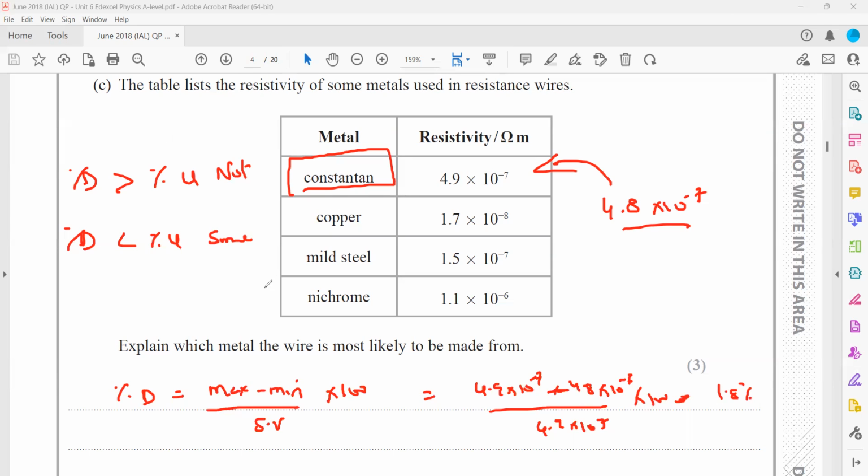And the percentage uncertainty, when we calculated it in the previous part, was 2.8. So the percentage difference is less than the percentage uncertainty. It means the two values are equal. So we can say that this 4.8 is approximately equal to 4.9. So 1 mark is for mentioning that it is constantan and 1 mark is for calculating the percentage difference. And the last one is writing a conclusion that the percentage difference is less than the percentage uncertainty. Is this question clear?